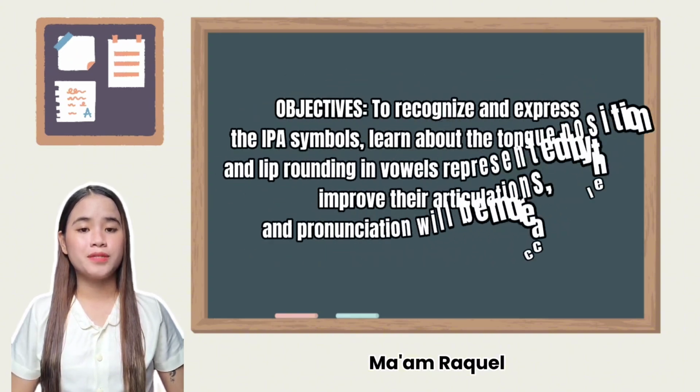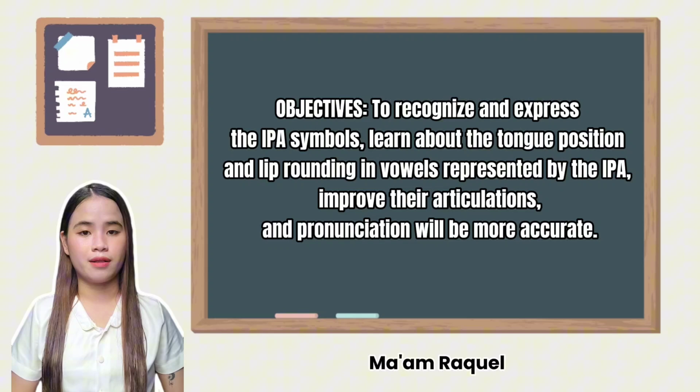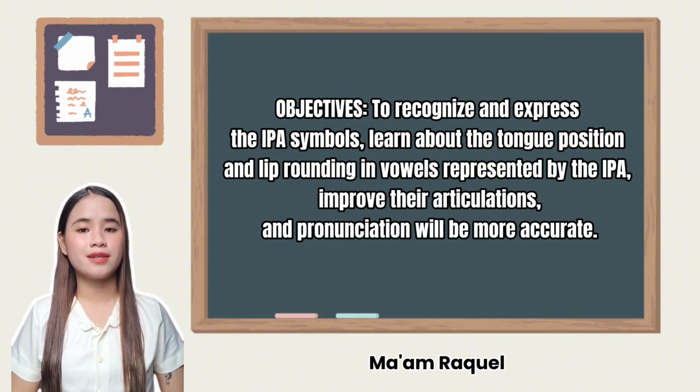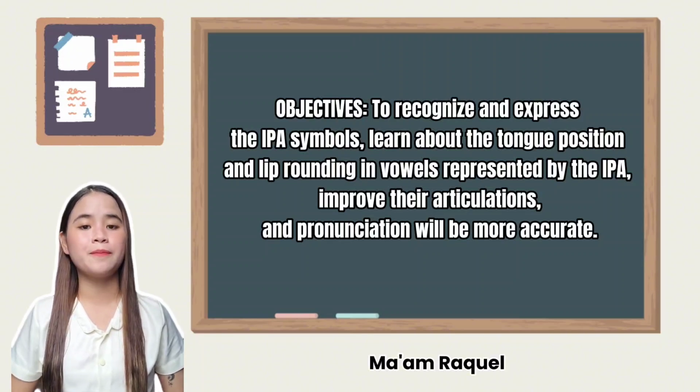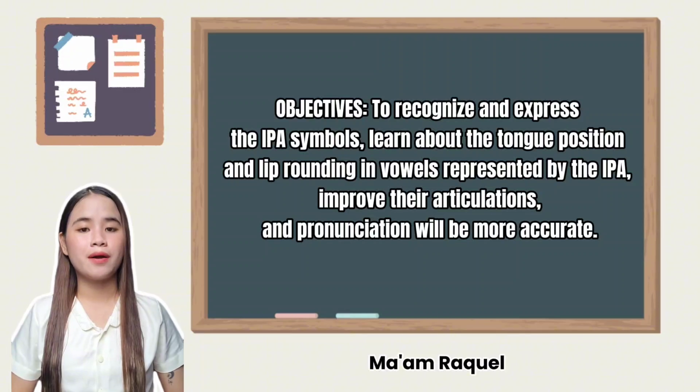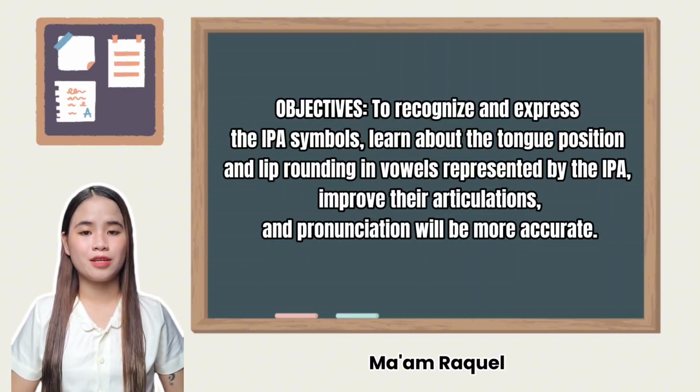This is the learning objectives of our video tutorial. So, at the end of this lesson, the students will be able to recognize and express the IPA symbols, learn about the tongue position and lip rounding in vowels represented by the IPA, and improve their articulations so their pronunciations will be more accurate.